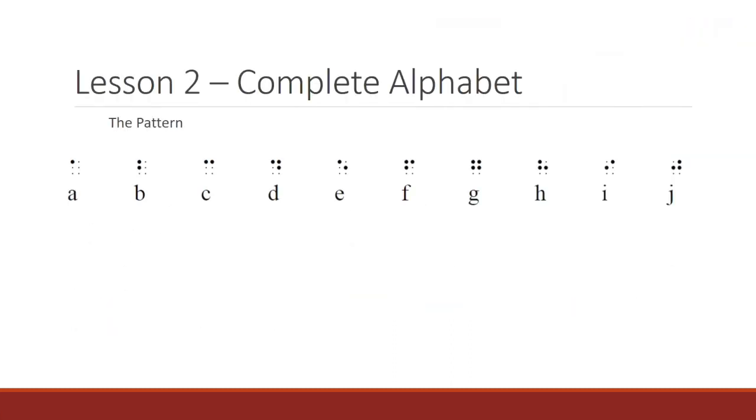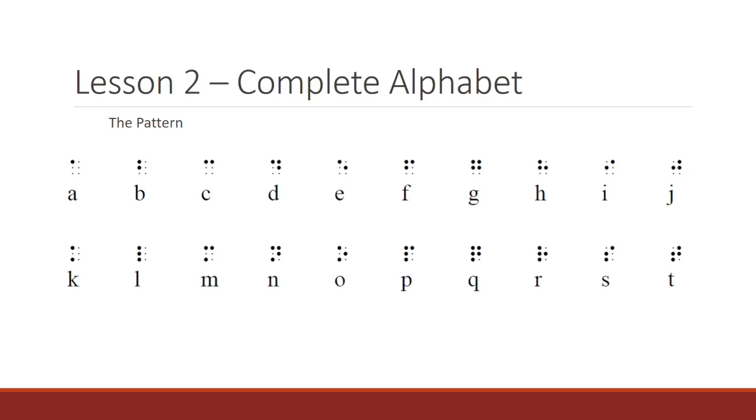You should now be fairly comfortable brailing the letters A through J. Here they are on the slide. Notice that the letters A through J are all in the upper half of the Braille cell, occupying dots 1, 2, 4, and or 5. For the next 10 letters, K through T, dot 3 is added.